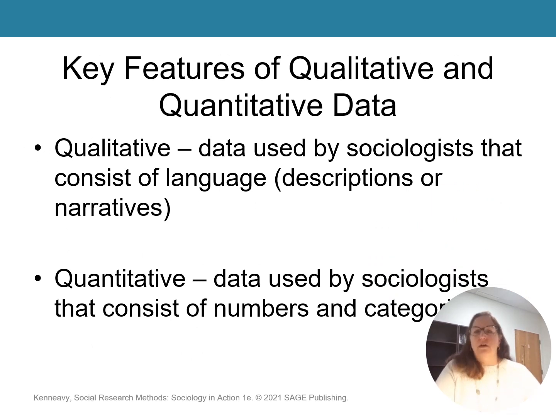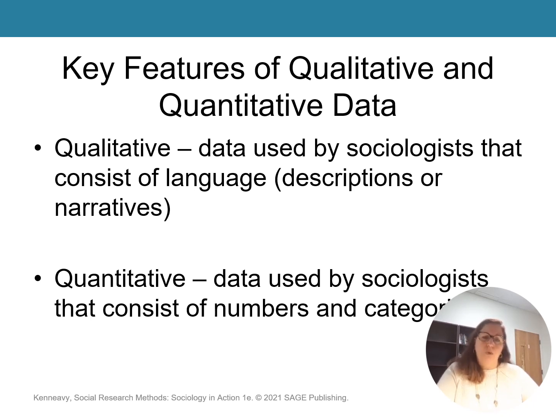Here are some of the key features of qualitative and quantitative data. First, the qualitative data is used by sociologists and typically consists of language such as descriptions or narratives. We look for thick, rich descriptions provided to us by our respondents. Qualitative data usually consists of long passages and complete sentences. We usually transcribe the responses in detail, word for word.